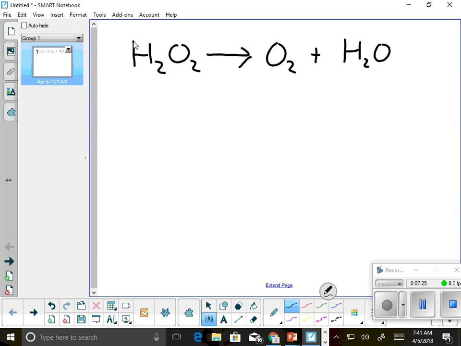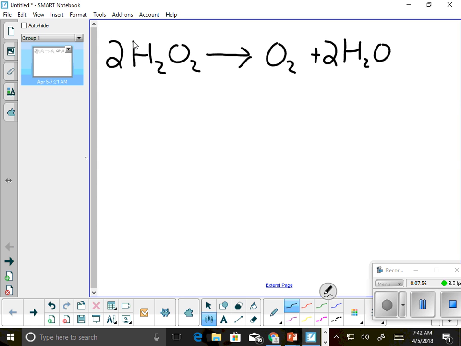You notice that the hydrogens are balanced, however the oxygens are not. And the way that I can balance the oxygens is by putting a 2 in front of the water to give me 4 oxygens on the right-hand side, and a 2 in front of the hydrogen peroxide to give me 4 of each hydrogen and oxygen now on both sides. So again, step number one is writing out the balanced equation.